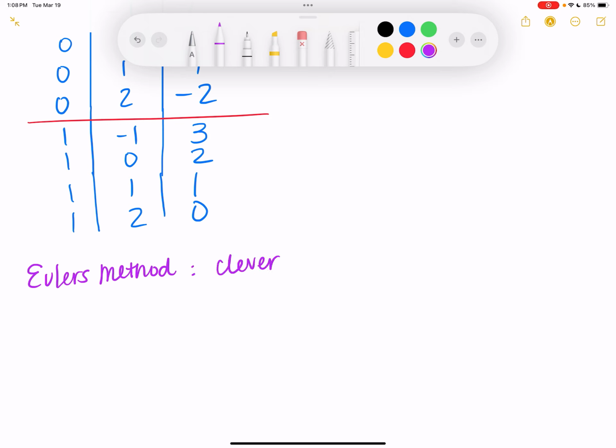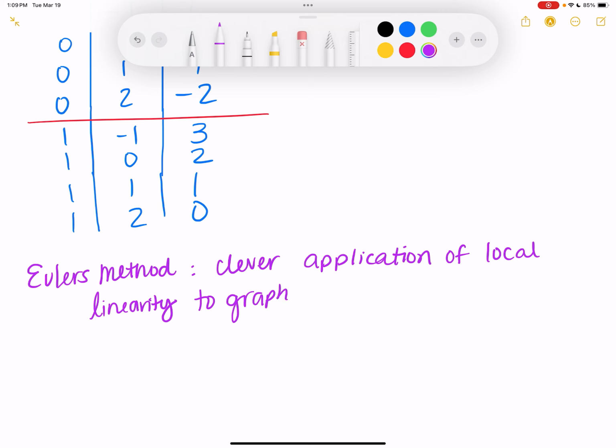Euler's method is a clever application of local linearity to graph a solution without knowing the equation.